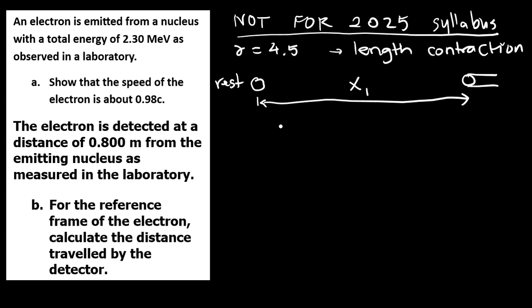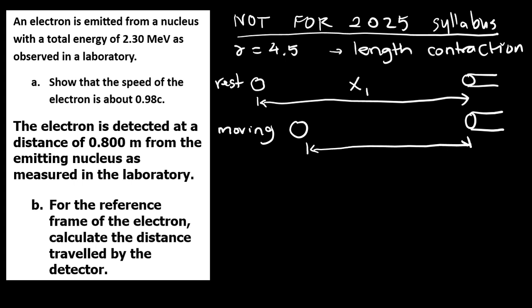x1. However, if the electron is moving, so we have a moving electron, and we have the detector, what happens is by the time light travels from the detector to the electron and the observer takes a measurement, the electron will have moved, and therefore the distance between the electron and the detector will have shrunk a bit. So let's call that x1 dash.